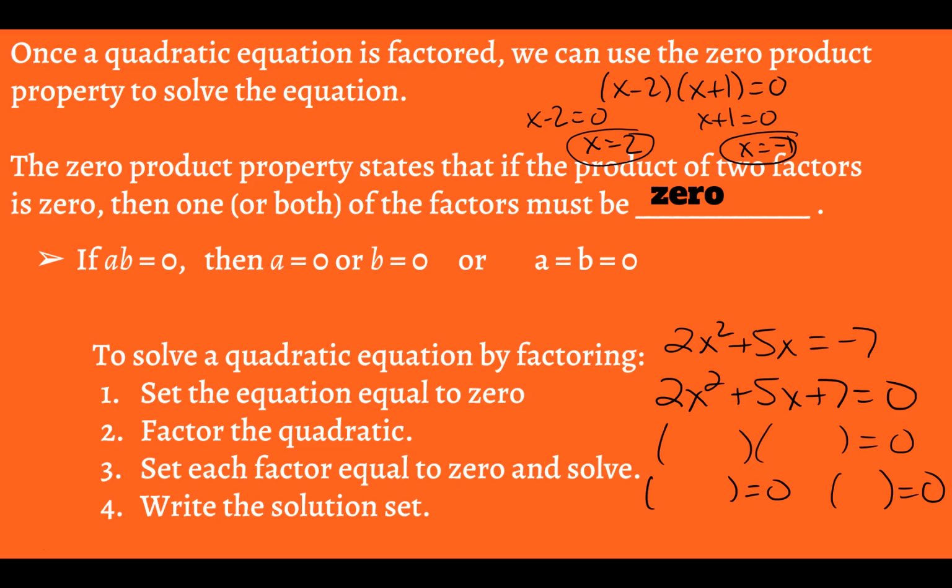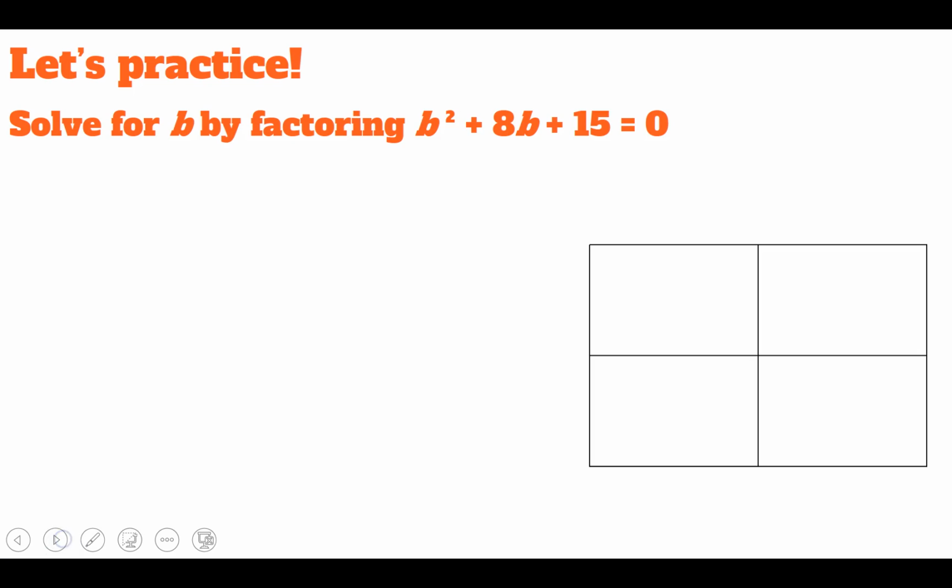Okay, so we're doing the exact same thing we did last week, and we're adding just the small step of the zero product property, right? So let's remember how to do this. We have b squared plus 8b plus 15. All right, let's fill in this box for us.